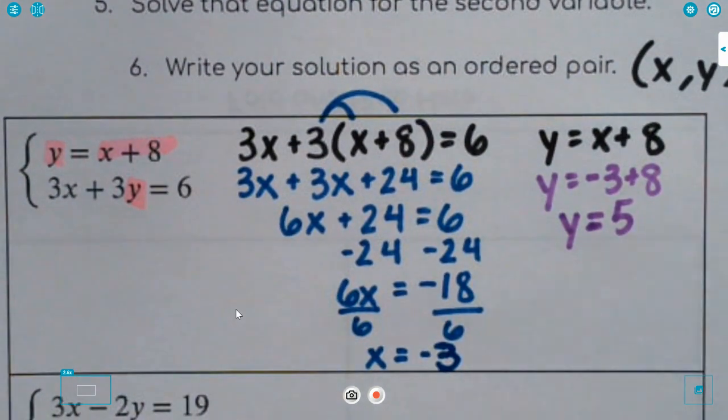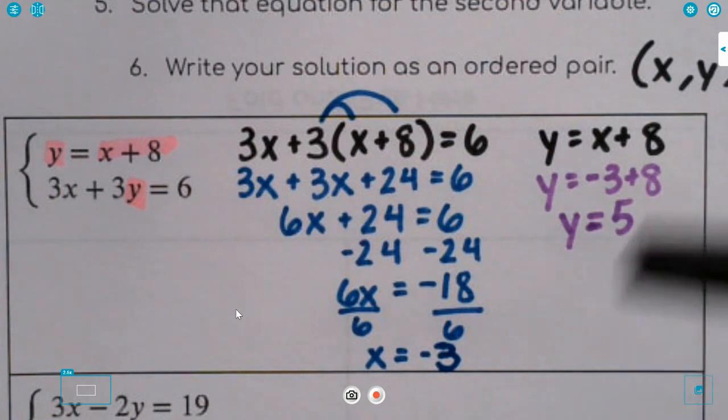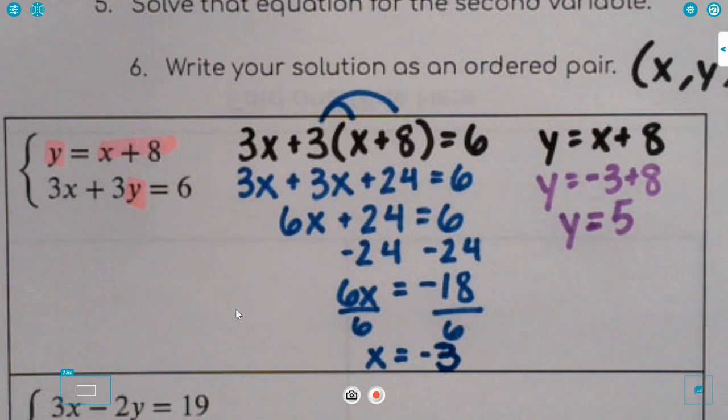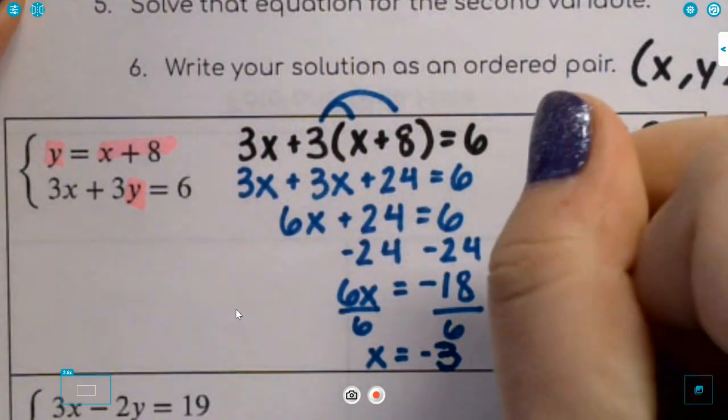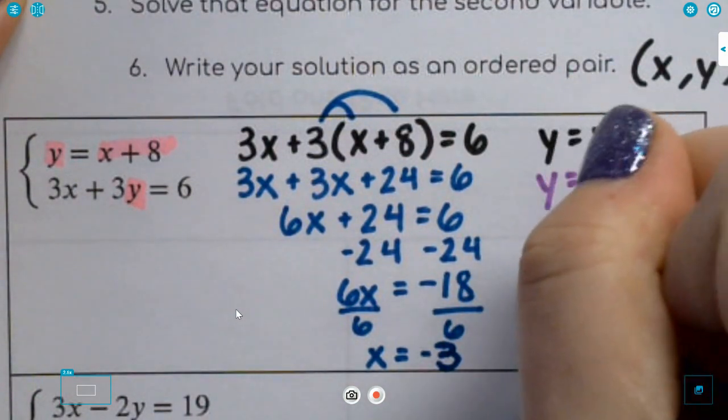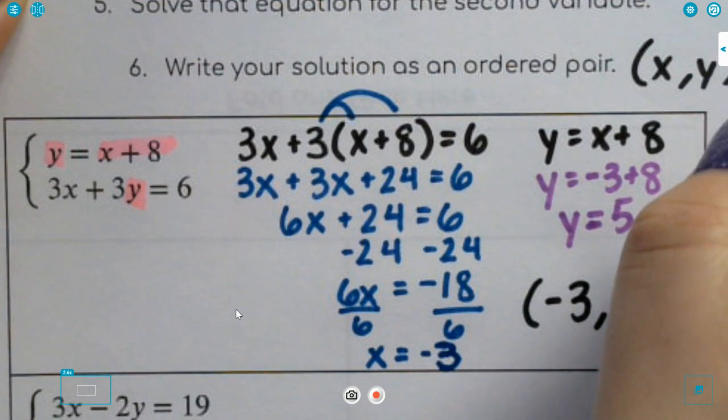So that was step 5, was solving that out. And then my last step is to write my solution as an ordered pair. So in an ordered pair, it's going to be negative 3, comma 5, because x always goes first. So negative 3, comma 5.